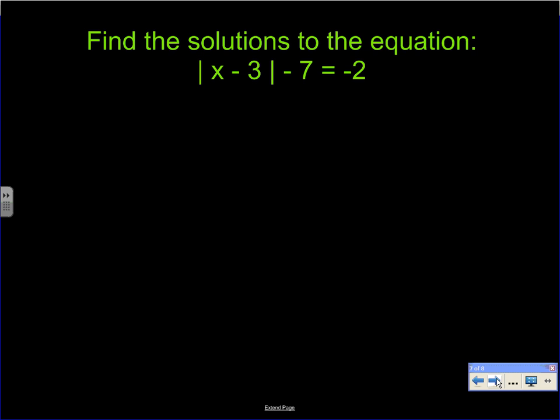Go ahead and see if you can solve this one out. Remember, you have to get the absolute value by itself on the left side. So what do you have to do in order to do that? So go ahead and do that real quick. Pause the video. I'll work it out in 1 second.